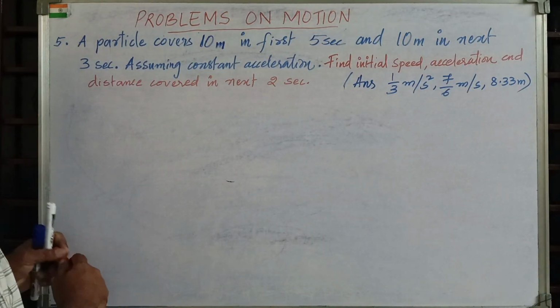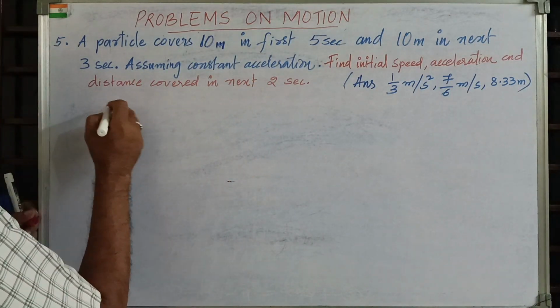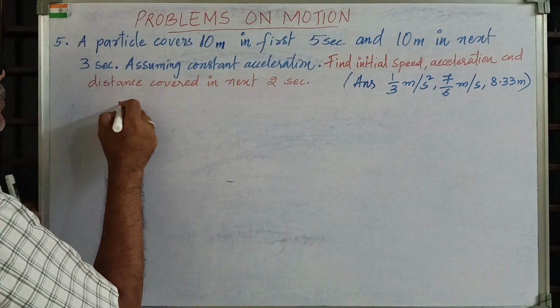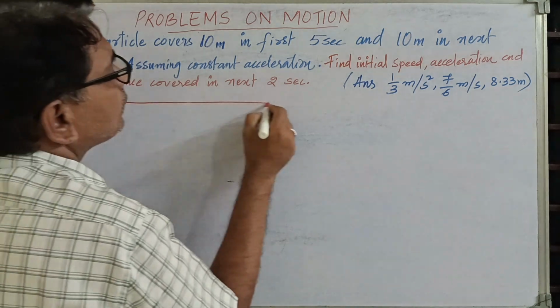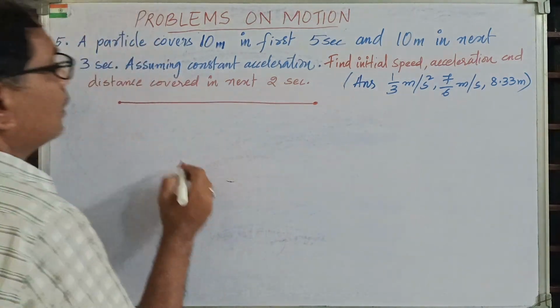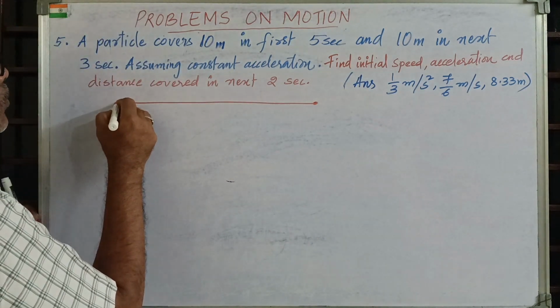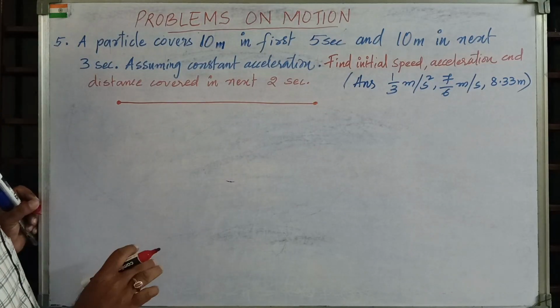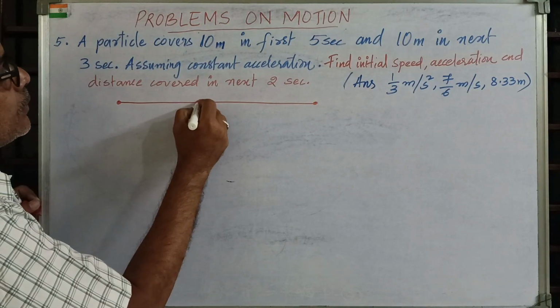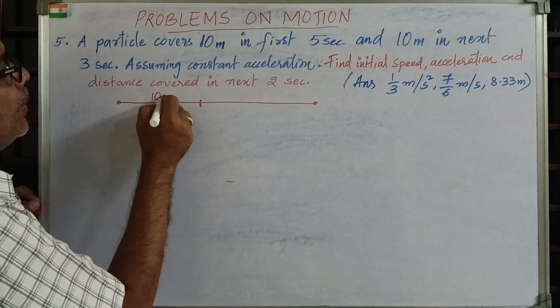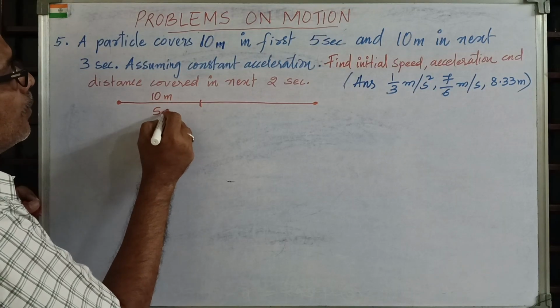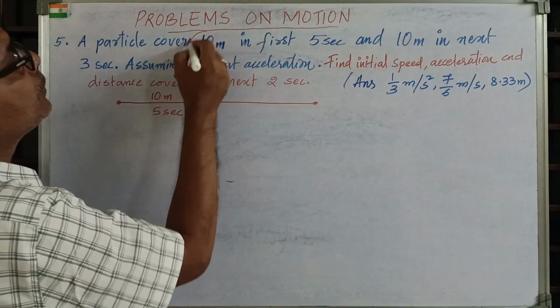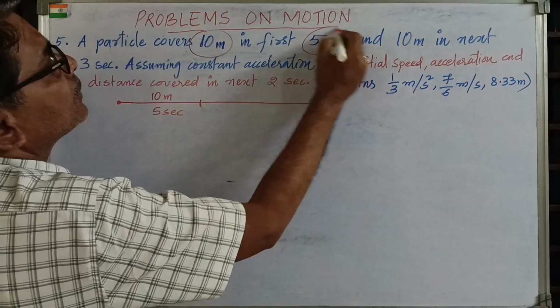2 seconds. I want to tell you one thing: the particle problem is a famous problem actually. This is what the problem is. A particle is moving like this. First it covers a distance of how much? 10 meter. In how much time? 5 seconds. So you can consider this: 10 meter in 5 seconds.